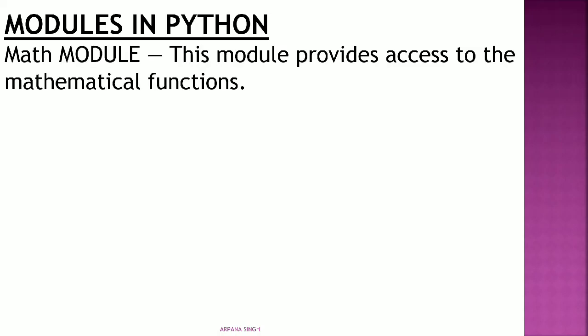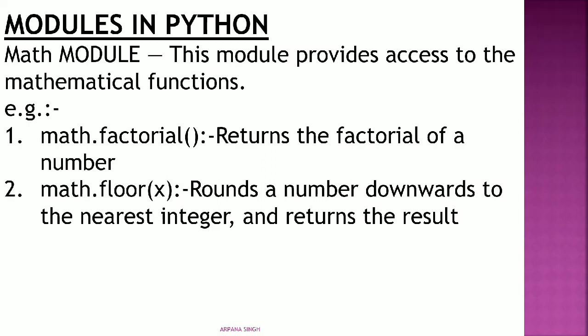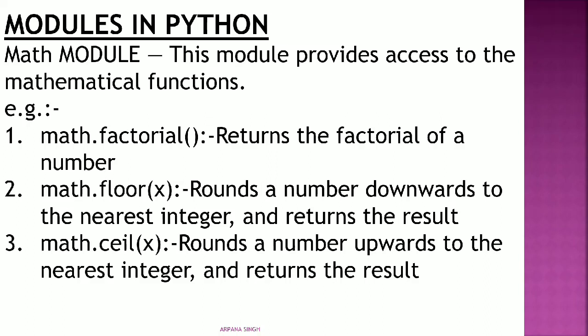So the modules in Python, few of them that you have already studied, like the math module, it provides access to all the mathematical functions. Like math.factorial finds the factorial of the given number. math.floor rounds the number downwards to the nearest integer. Like if you write math.floor(3.6), it will return 3. Ceil rounds a number upwards to the nearest integer. So if you write 3.6 with ceil, it will return 4.